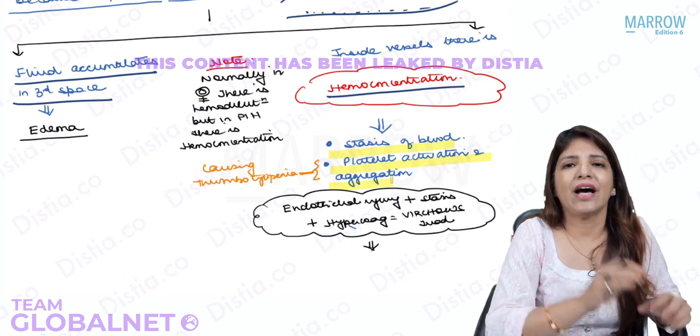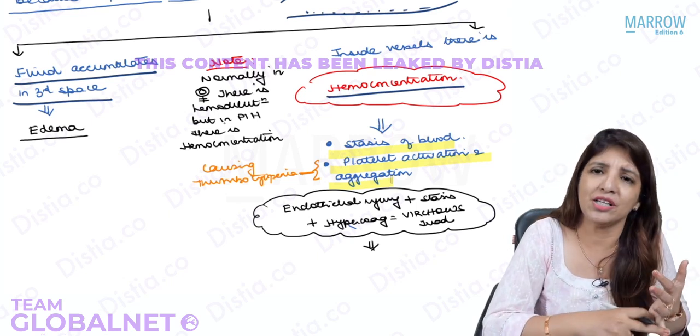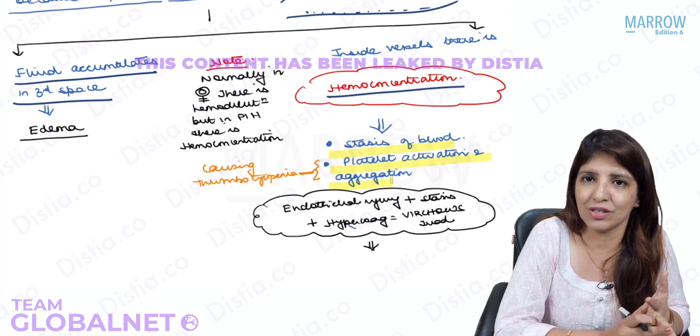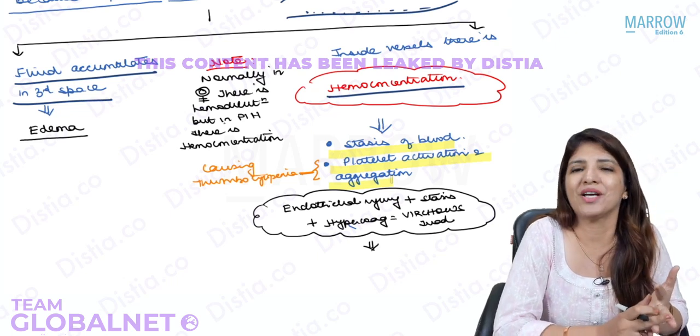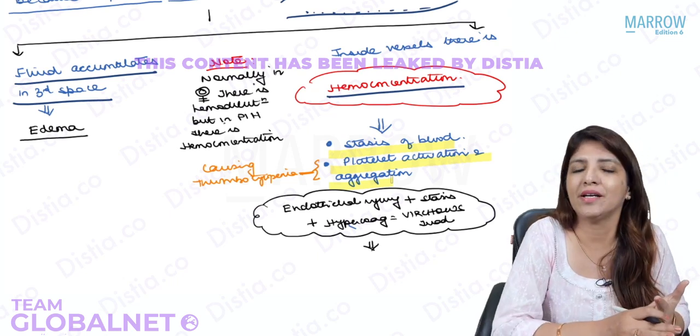Number two, does this bring something to your mind? Does it ring bells that there is endothelial injury, there is stasis of blood, and there is hypercoagulation? What is all this? This is all Virchow's triad, right? Which you have studied in surgery.